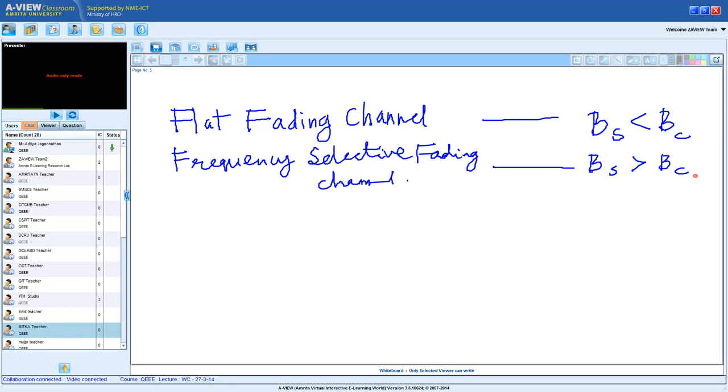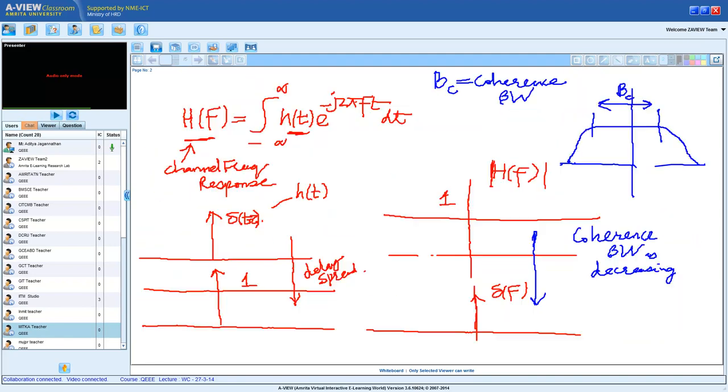Also we saw yesterday, from these examples that we talked about in the morning, that the delay spread is inversely proportional to the coherence bandwidth. That's what we saw, right? From the figure also, we said that as delay spread increases, coherence bandwidth decreases.